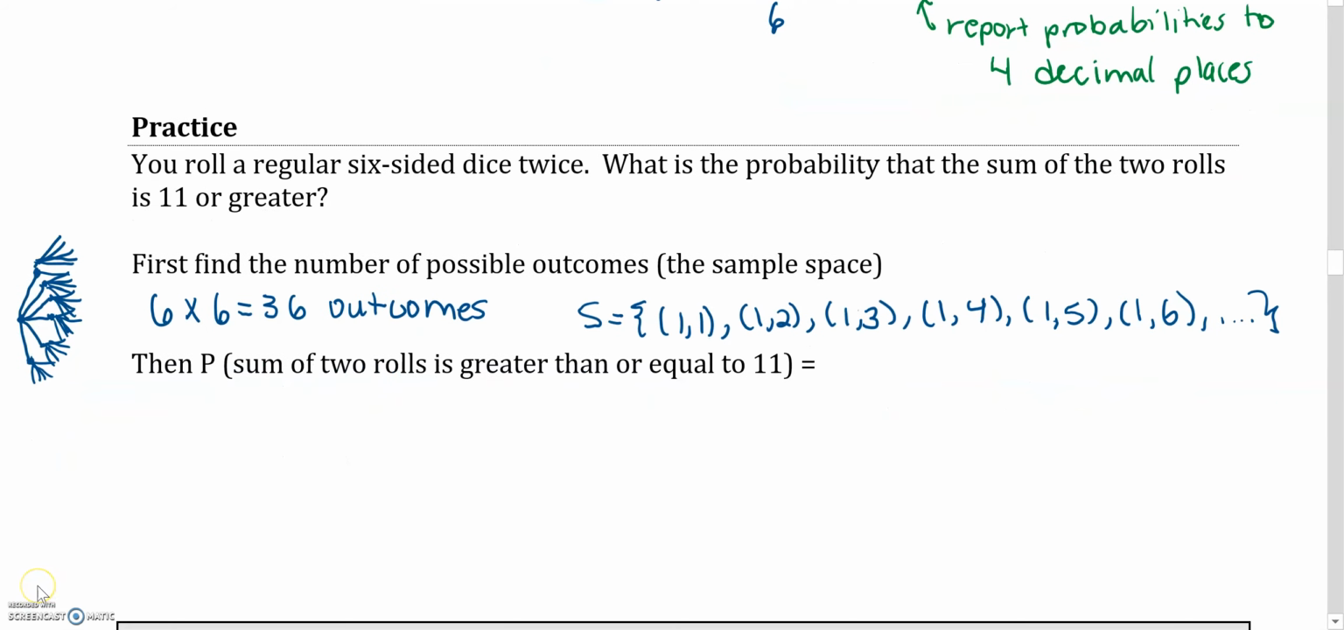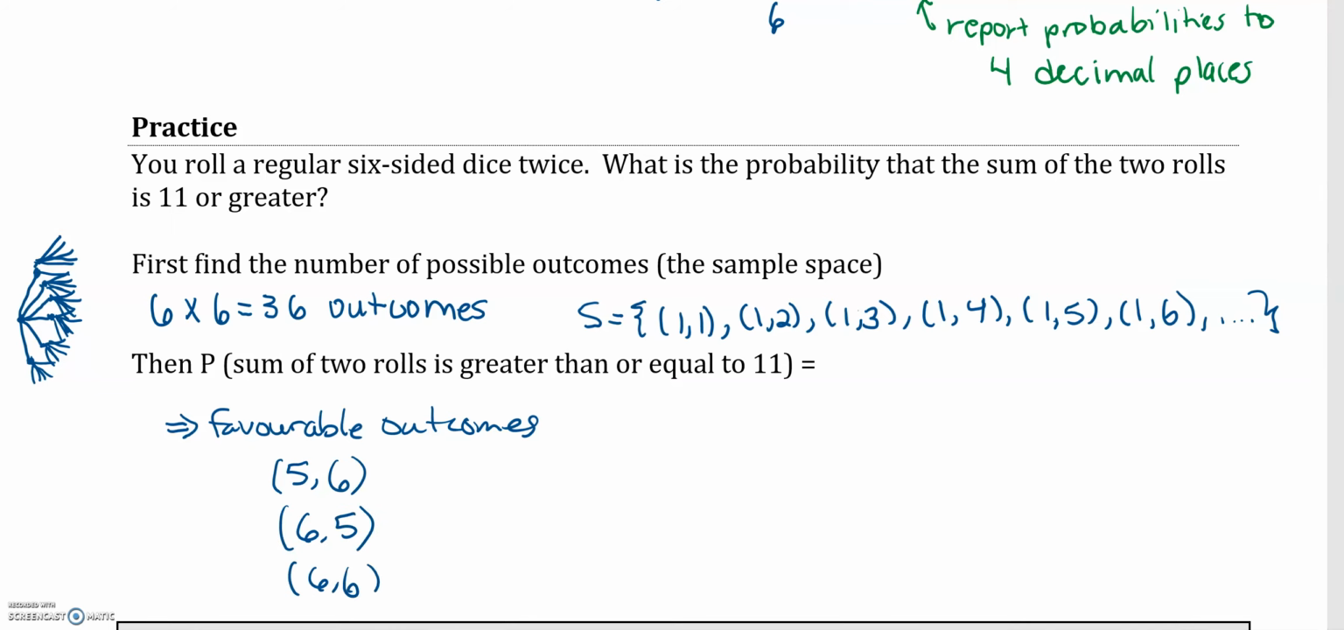So to calculate the probability that the sum of the two rolls is greater than 11, we need to think about how many of these outcomes are favorable. So let's look at the favorable outcome. How many of the 36 possible outcomes will lead to a roll that sums to greater than 11? So we can either roll a 5 and then a 6, a 6 and then a 5, and a 6 and a 6. So there are only 3 possible outcomes that are favorable.